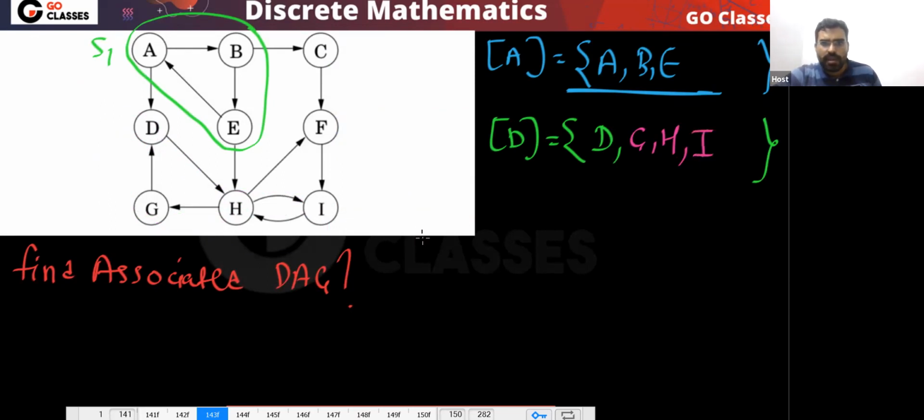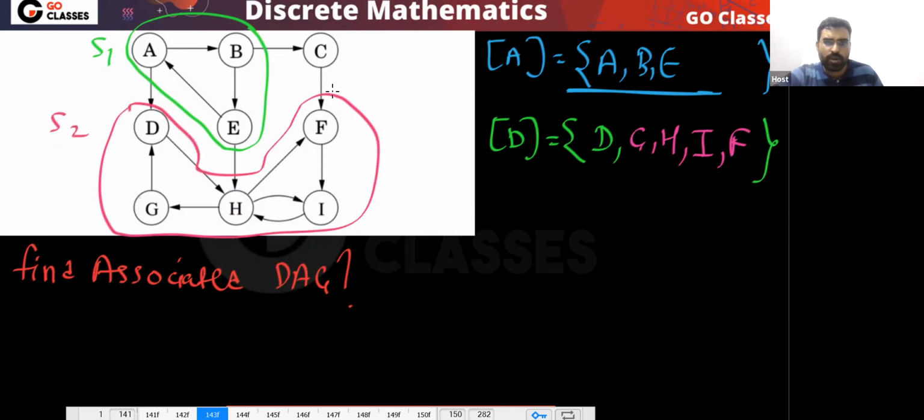You can notice this also you can put. Because of H, you can put H, F, I. You can put F also. So finally, this graph you got. Nothing else you can put. This is your strongly connected component 2, and this is strongly connected component 3. You can just check it.